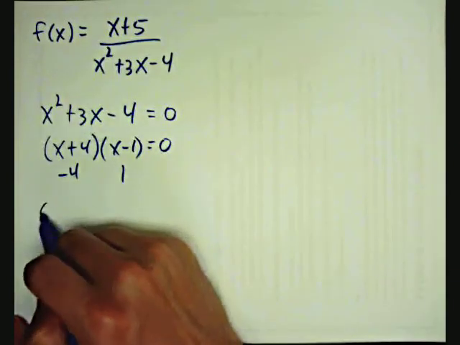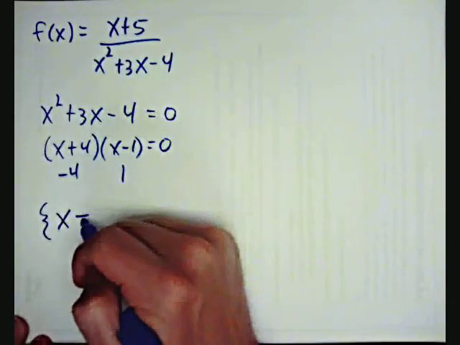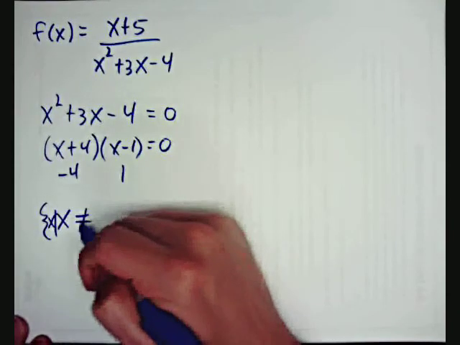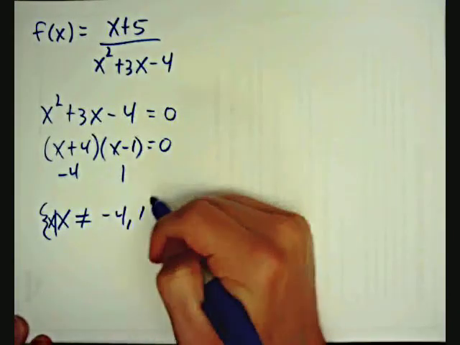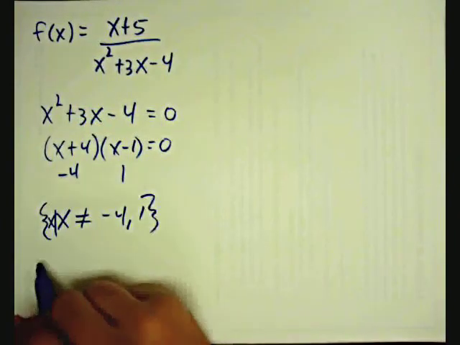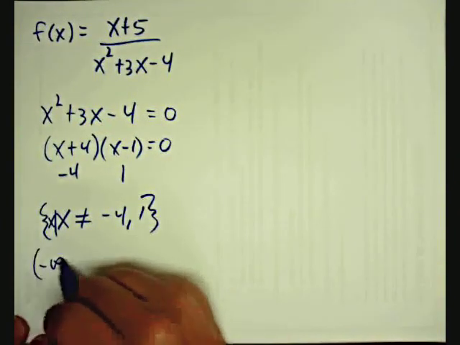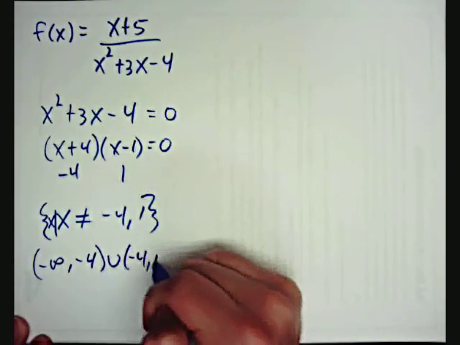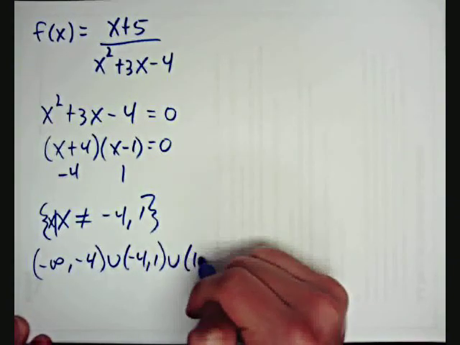So my domain, x cannot equal negative 4 and 1, or as an interval, negative infinity to negative 4, negative 4 to 1, 1 to infinity.